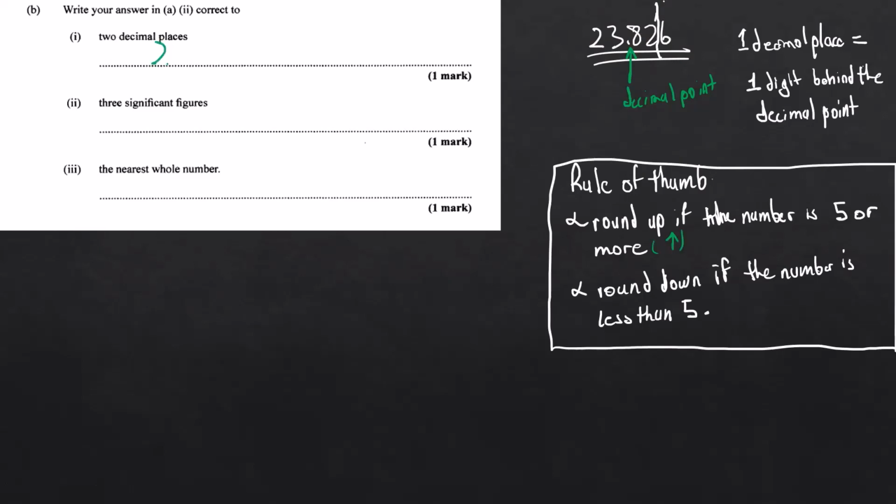And to round up, you just increase the next door neighbor, which is 2, by 1. Because you're rounding up, you just increase the last digit by 1. That's what rounding up means. So instead of 23.82, it's 23.83. Now you should all know this already, but I'm going through it nevertheless. So again, round up, just increase the last digit there, the next door neighbor of where you're stopping.